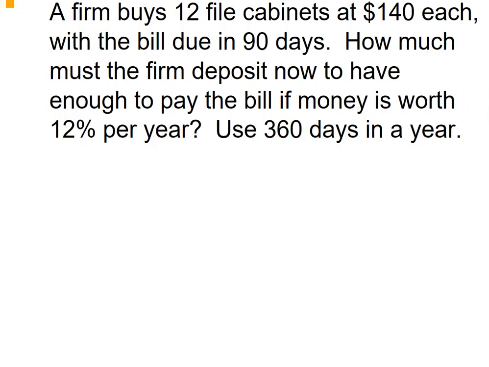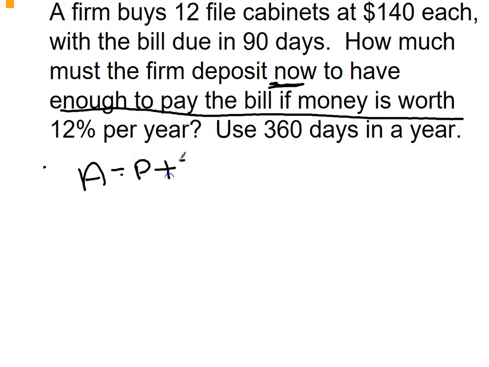Okay, so on this one, how much must the firm pay now, deposit now, to have enough money to pay the bill when it comes due 90 days later? So A equals P plus I. And so we're going to have to find I. And they want to know how much we have to deposit now, so that's going to be X. Our rate is 0.12.